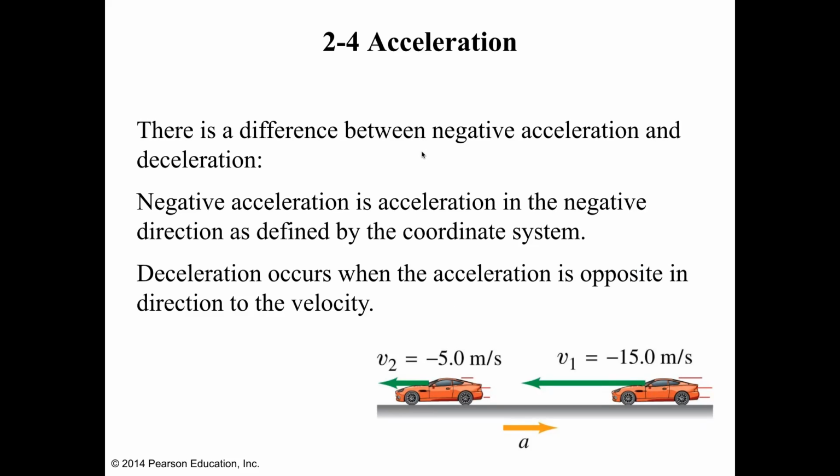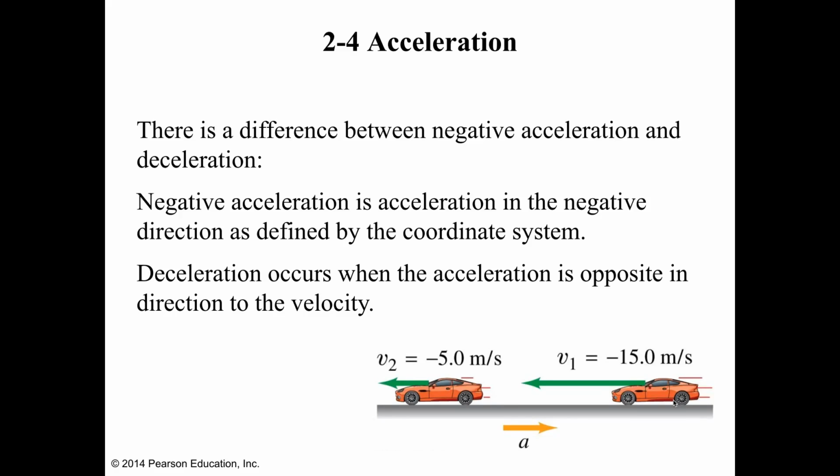So now there's a difference between negative acceleration and deceleration. Negative acceleration is an acceleration in a negative direction as defined by the coordinate system. Deceleration occurs when the acceleration is opposite the direction of the velocity. So I can choose to have a velocity going this way in the negative direction and my acceleration be positive, but it opposes the velocity. Now you say, well, what does that mean, Mr. Adams?